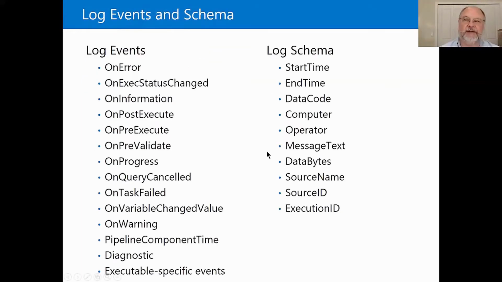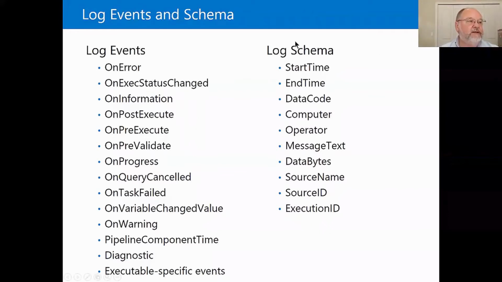Next point is, what do you log? If we decide through the provider where to write the information, this is what information do you want? So we have our events. Not all of these events will be available for every task. Some tasks have other events that others don't. But this is the full list of possible events.